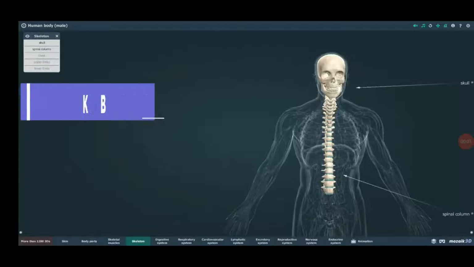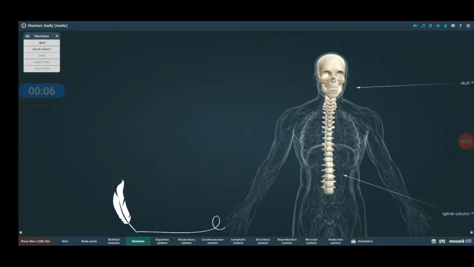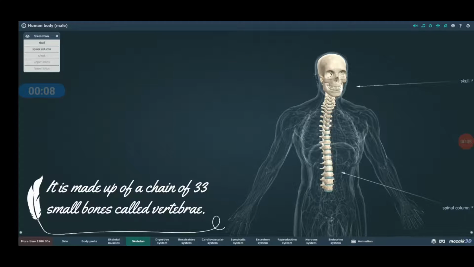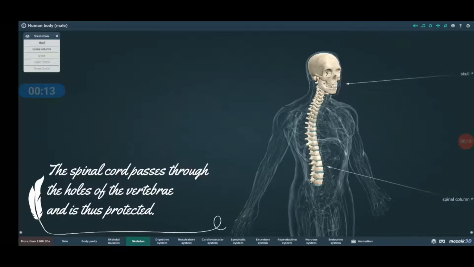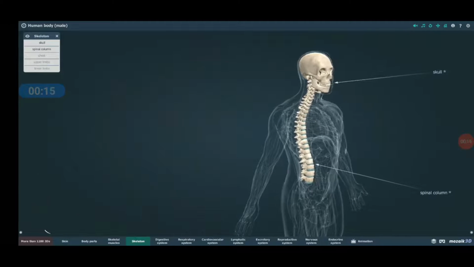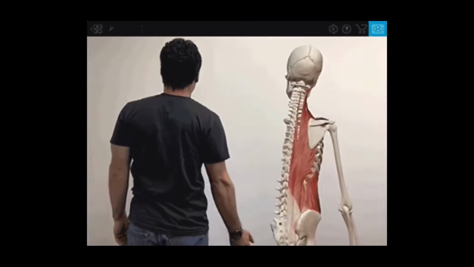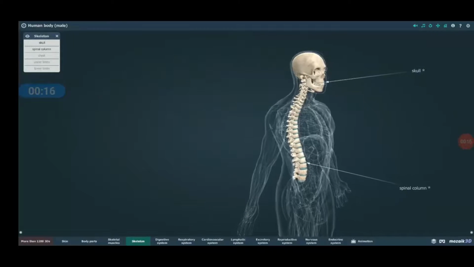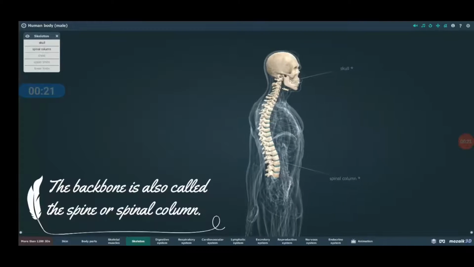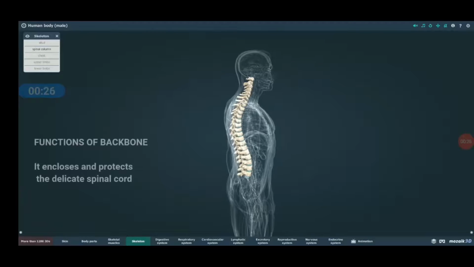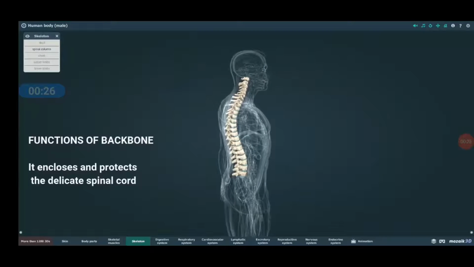The backbone forms the central axis of the skeleton. It is made up of a chain of 33 small bones called vertebrae. The spinal cord passes through the holes of vertebrae and is thus protected. It is very flexible, so it helps us to bend down and touch our toes. It holds us upright. The backbone is also called the spine or spinal column. So the function of backbone is it encloses and protects the delicate spinal cord.